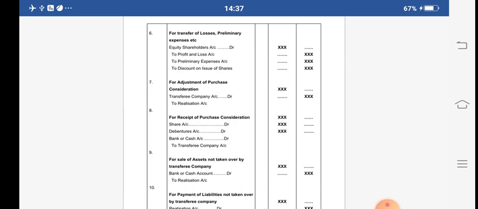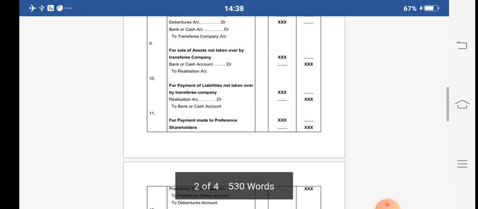Next, number 9, for sale of assets not taken over by transferee company. Whatever assets are sold by the transferor company, these assets are not taken by the transferee company. At that time, how to pass the journal entries? Bank or cash account debit to realization account credit. Like this you have to pass the journal entries.